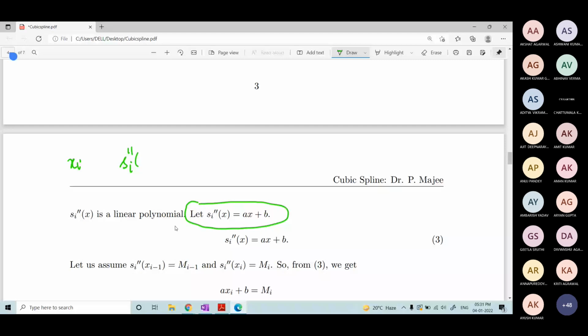And if you want to find the cubic spline interpolation uniquely, you need n plus 1 equations with n plus 1 unknowns. So two more equations should be provided if you want to identify these mi uniquely. So how to get two more equations? That will be provided by you upon your choice.